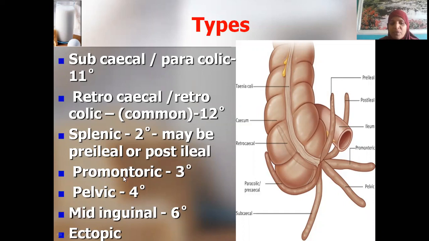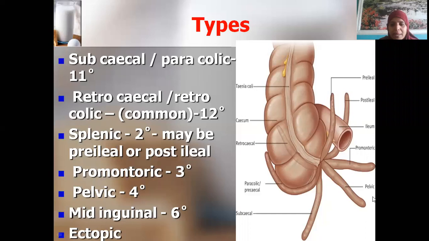Then promontory, if you remember, I have shown you in the sacrum. At the junction of the fifth lumbar vertebra with the first sacral vertebra, the body shows an anterior prominence, that I have called the promontory. So if the tip of the appendix is directed towards the promontory, you call it promontoric.